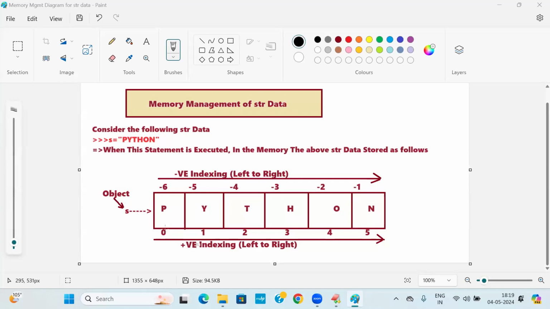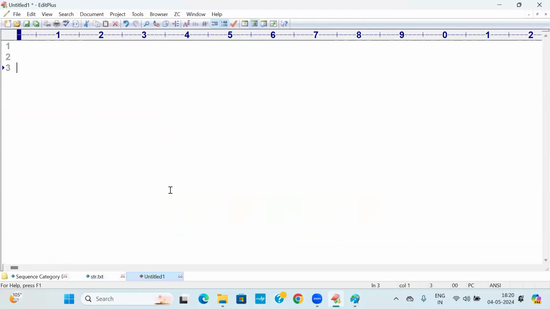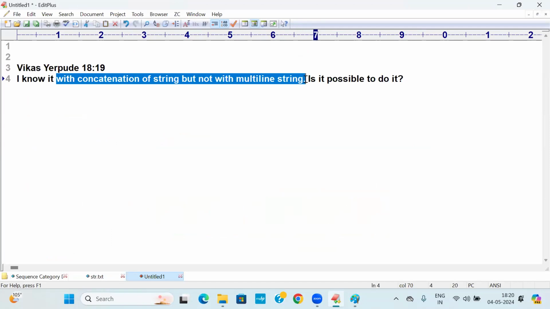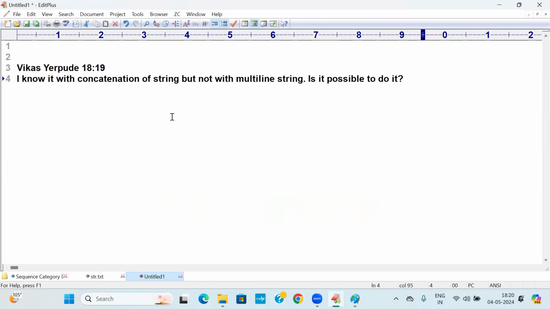Now I'm going to enter into the further. Because I know it with a concatenation of string, but not with multiple lines of string. Is it possible to do it? What is your doubt, my dear student? Did I explain concatenation and all those things? Please try to involve with the subject. Sir, if we want to invoke the variable in multi-line string, how to do it, please?